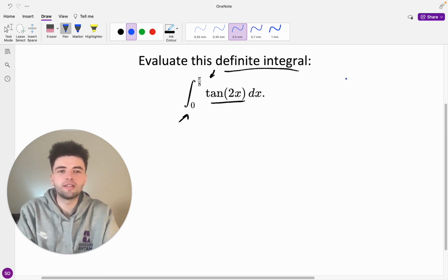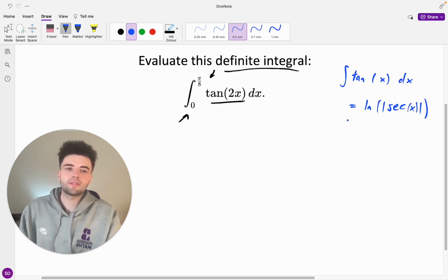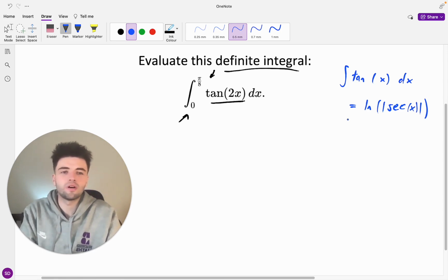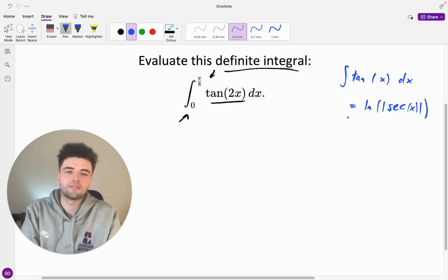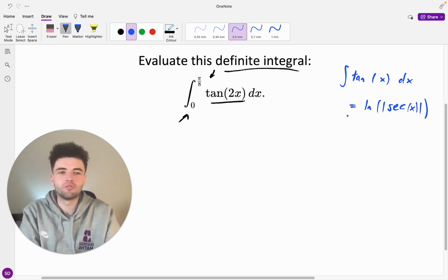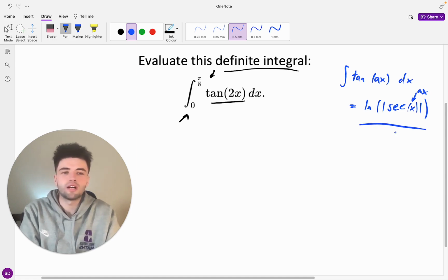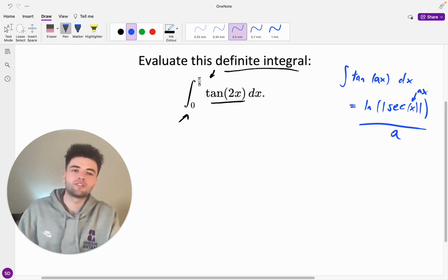and what you're going to find is that when we integrate tan of x, we're going to end up with the natural log of sec of x. So the rule in the log tables looks like this, but if we stick an a in front, we're going to have an ax in here, but we're also going to have to divide by a. So we're going to have to remember to turn this into a fraction as well.